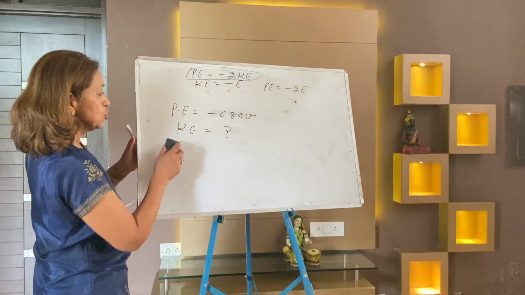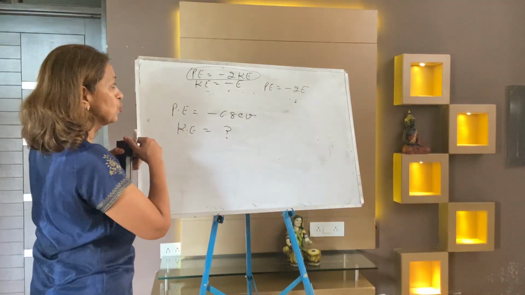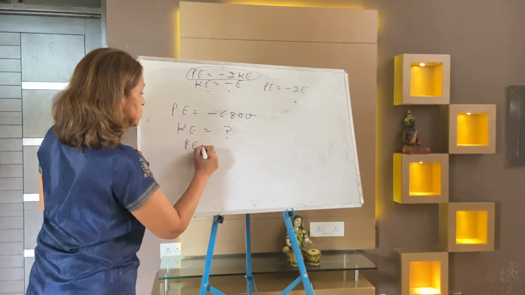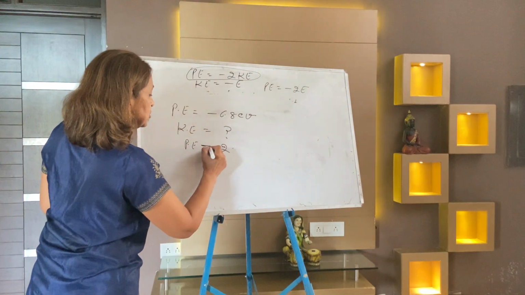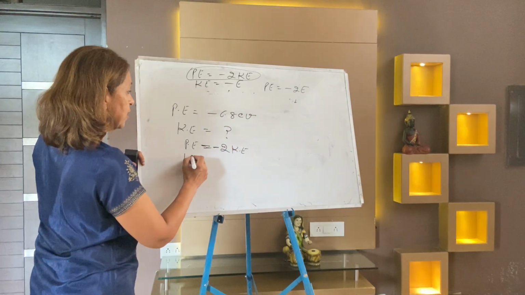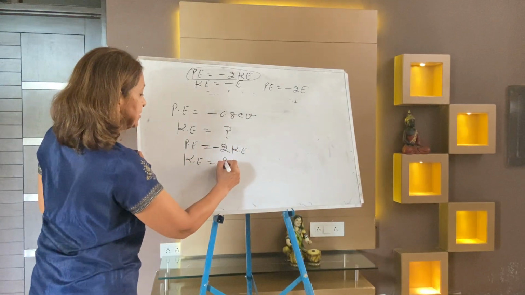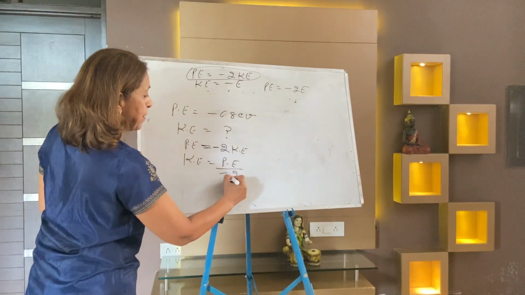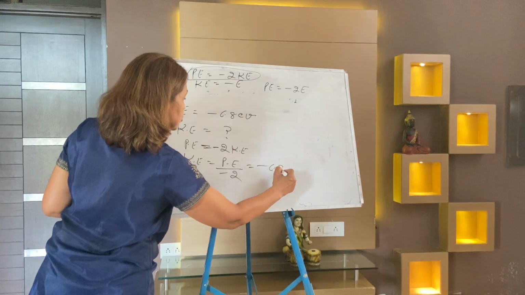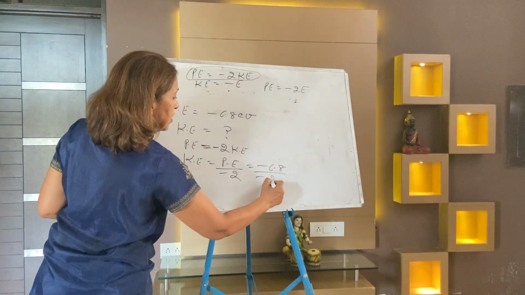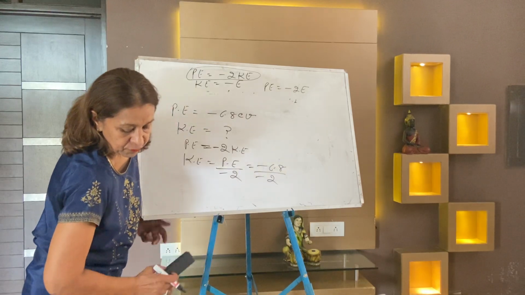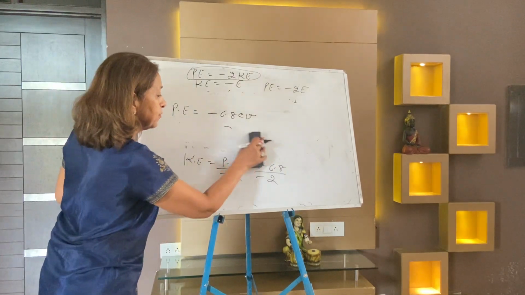Now the potential energy is given. How will you calculate kinetic energy? You know potential energy is equal to minus 2 into kinetic energy. So your kinetic energy will be potential energy divided by minus 2. So minus 6.8 divided by minus 2, your answer is 3.4 electron volt.